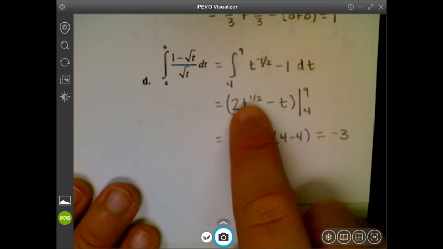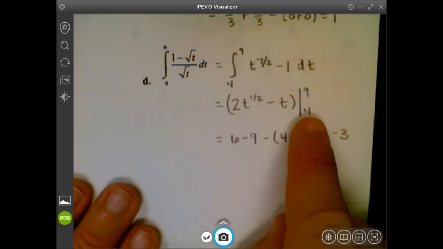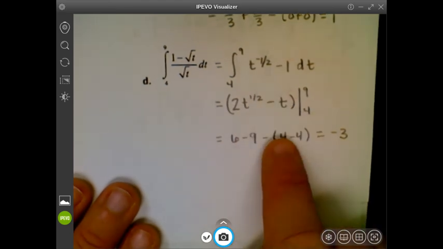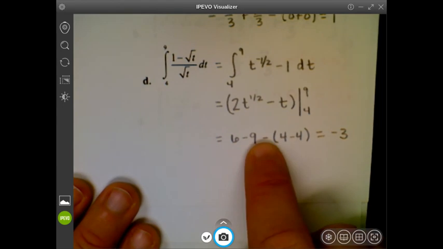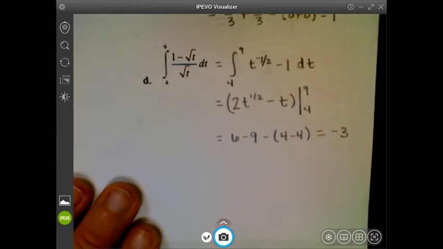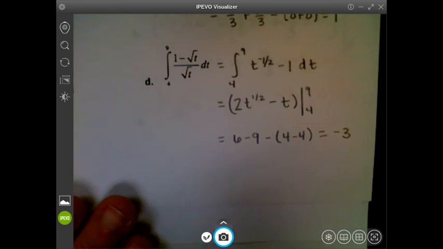Plugging in 4, the square root of 4 is 2. 2 times 2 is 4. And then 4 here, that would be another 4. So the second piece is 4 minus 4, and we are subtracting those two. And so when you do that calculation, you get negative 3. Hopefully that one went all right for you.